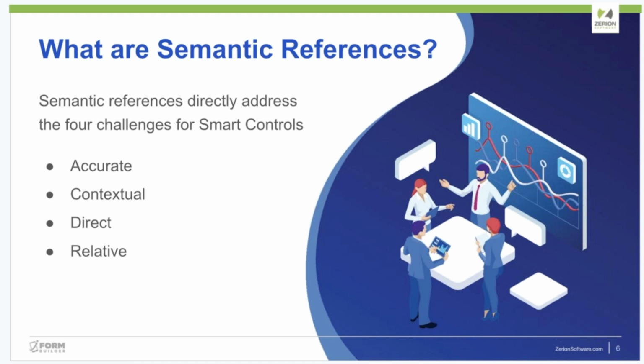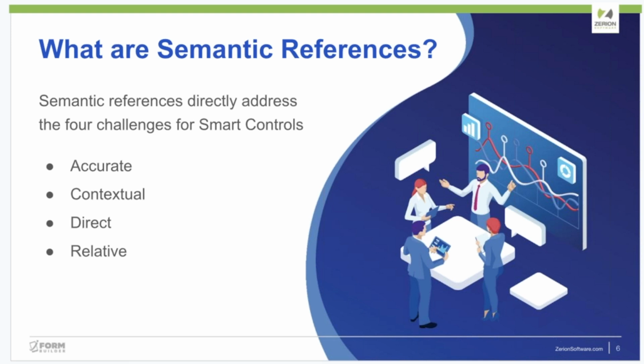And so the goal of semantic references was to provide a simple, accurate, direct way of having relative references. What that means is the prefix that you use for the reference should provide some context. The data should always be accurate, meaning no caching. It should be direct, meaning when you read it, it is a short reference. And then finally, it should be relative, meaning that you can move it to different forms or even change the structure of the form and have your references persist as long as they're still appropriate. And so with those 4 challenges of smart controls came these 4 design pillars.